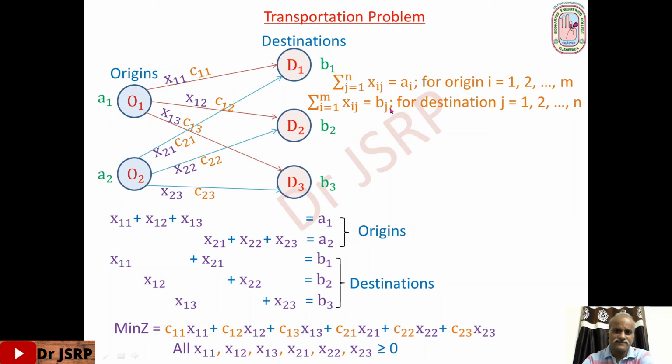This is for destination, j equal to 1 to n. Since there are n destinations, this gives n constraints corresponding to n destinations. So these are the constraints.